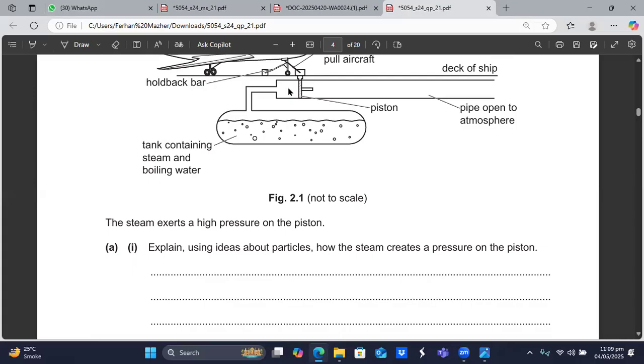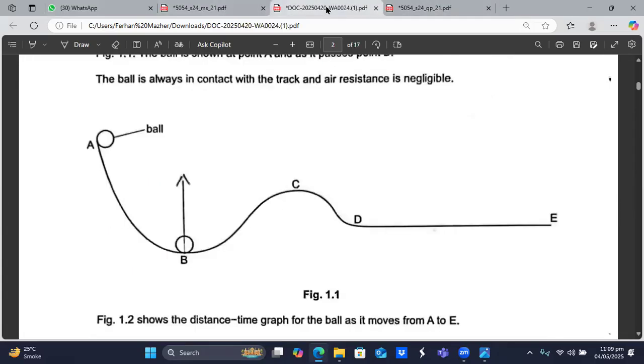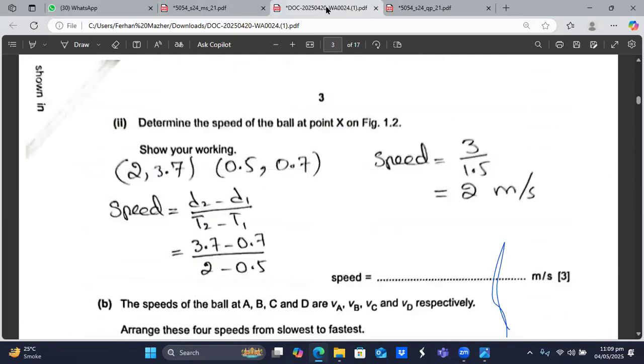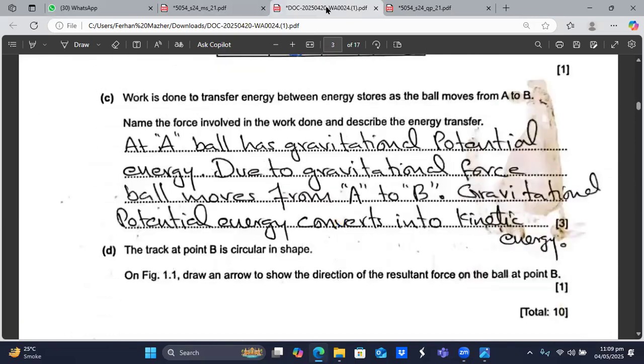They strike and they go backward. They bounce from that piston, so their momentum changes. That's why a force is exerted on that piston. So the force which is exerted per unit area of that piston causes the pressure by those steam particles. Okay, so let's check what we have written.